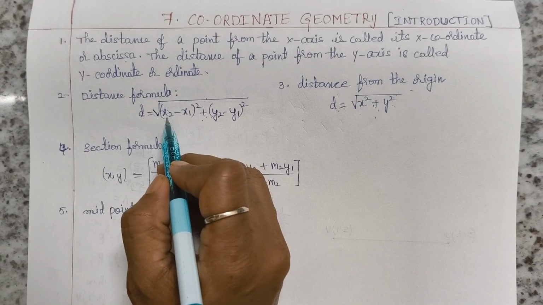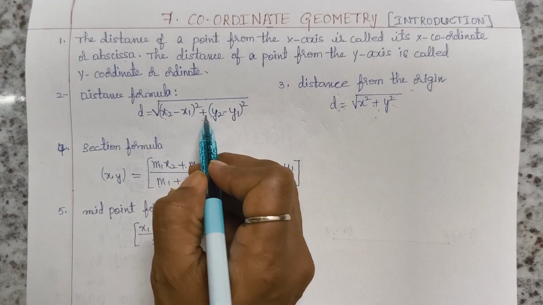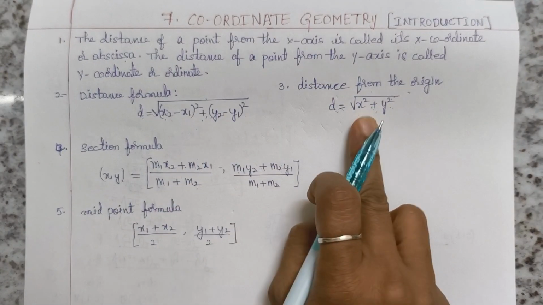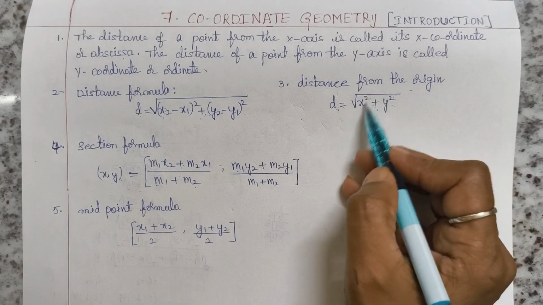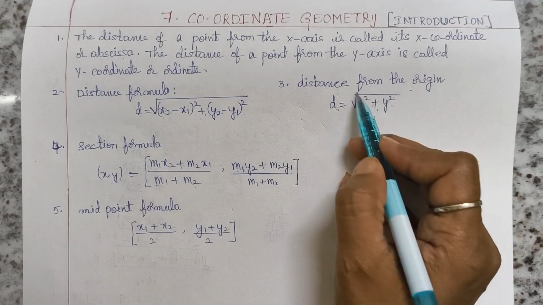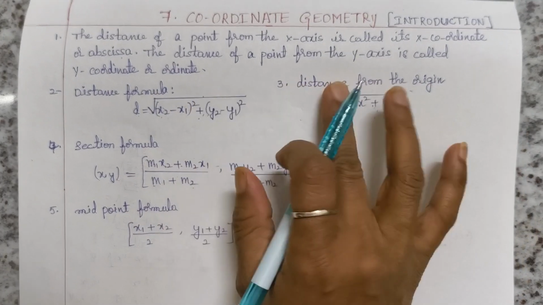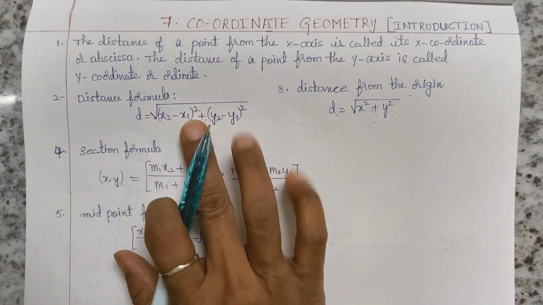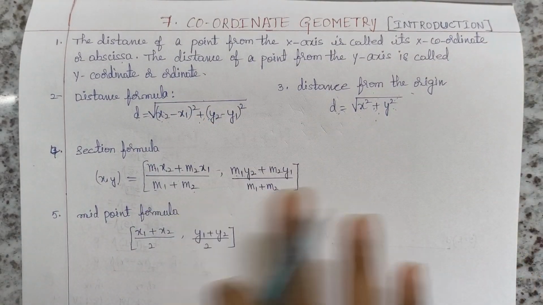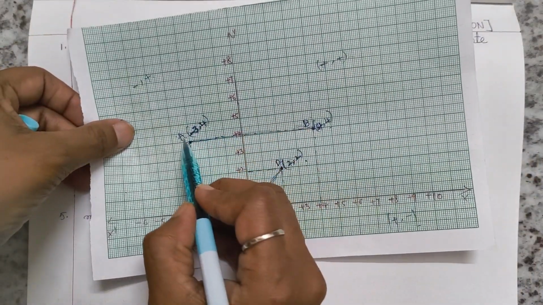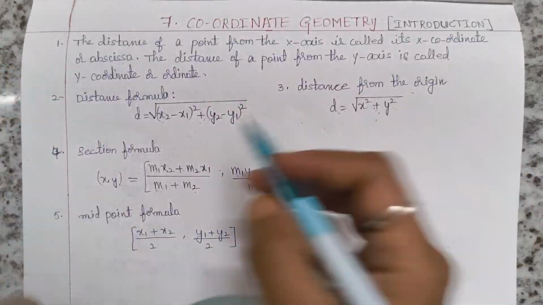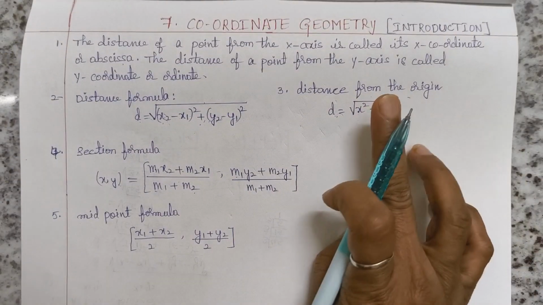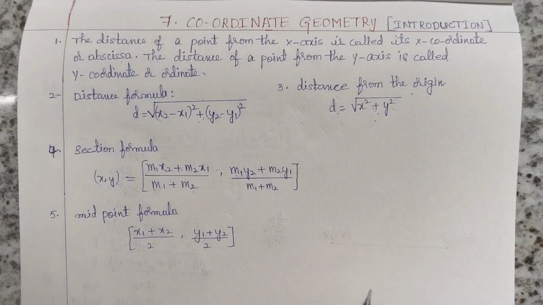Generally the distance formula is square root of (x2 minus x1) whole square plus (y2 minus y1) whole square. Here, from the origin, the distance formula is square root of x square plus y square. These are both the same formula. This one is from the origin; if the coordinates are not from the origin generally, we use the first one. If the distance is between two general points, we use the first formula. If the distance is from the origin, we use the second formula. These two you are clear, I think.